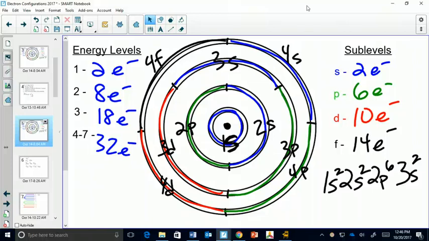Okay, friends, we're continuing our conversation from yesterday about electron configurations, right? And we made this incredibly complex chart yesterday. It's not that bad, though, right? It just looks awfully busy. We talked that each energy level, which are the rings, have a certain number of electrons. Number 1 has 2, number 2 has 8, number 3 has 18, numbers 4 through 7 have 32.